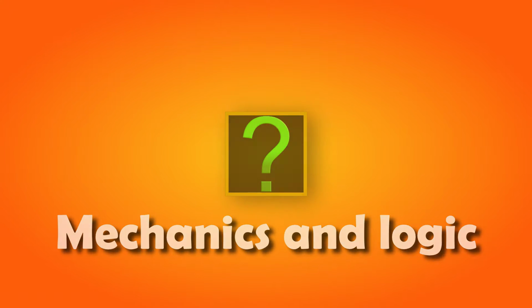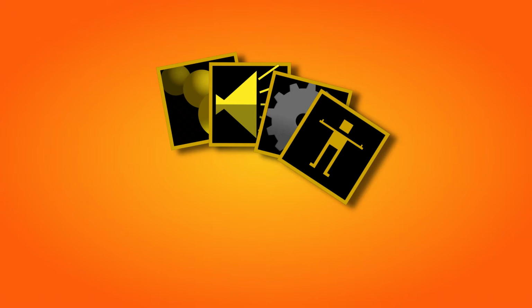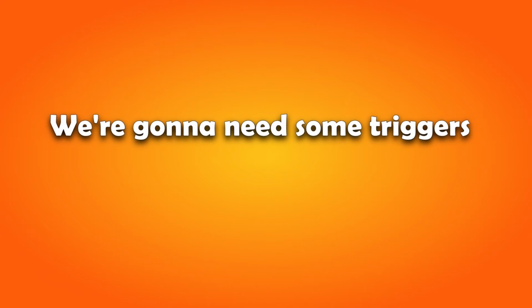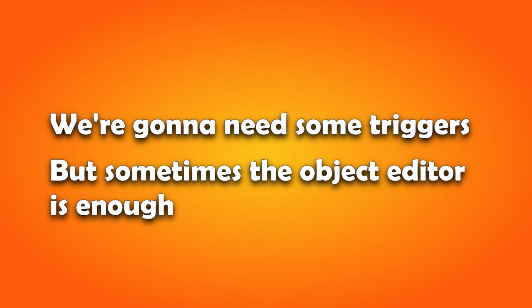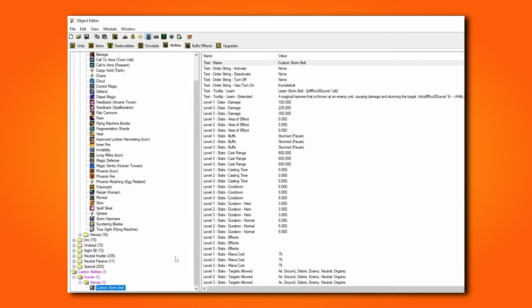And finally, we get to mechanics and logic. So far we've gone through adding effects, sounds, fixing leaks and creating dummy units, but our spell is missing its mechanics, like how much damage it will do, which objects it will be able to target, and how it scales when you level it up. Some of this we will do with triggers, but some of it we can do in the object editor too. First off, let's see how our spell is working right now.